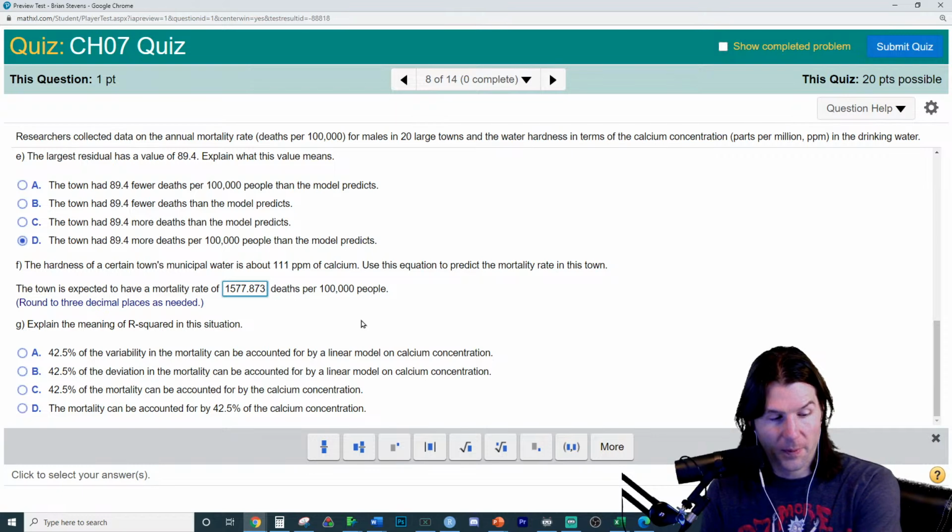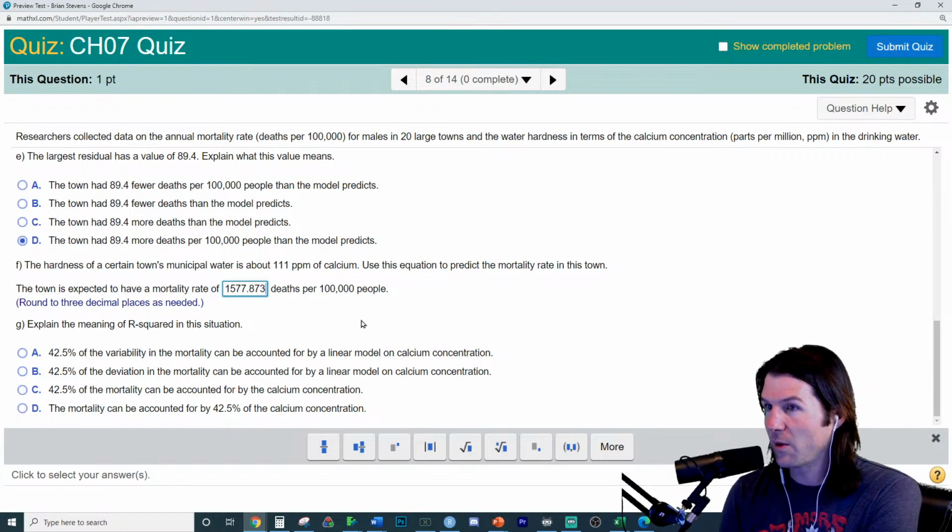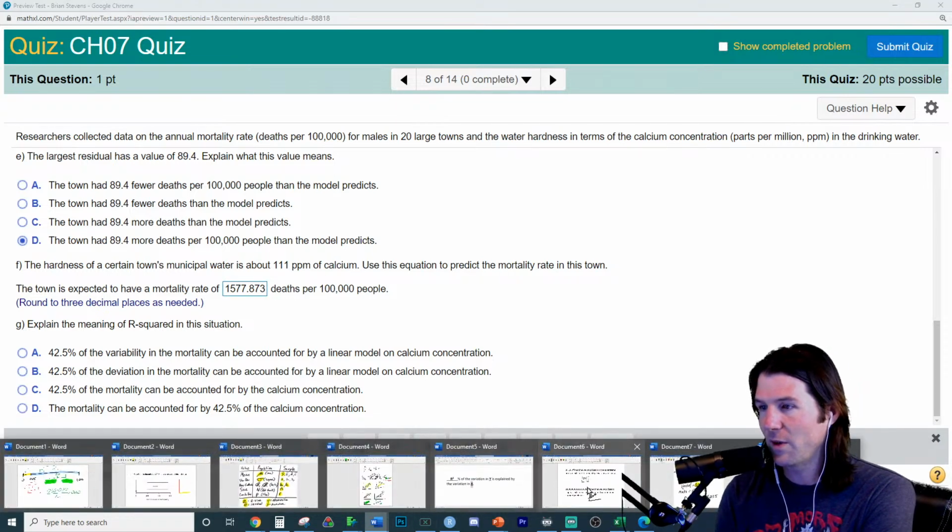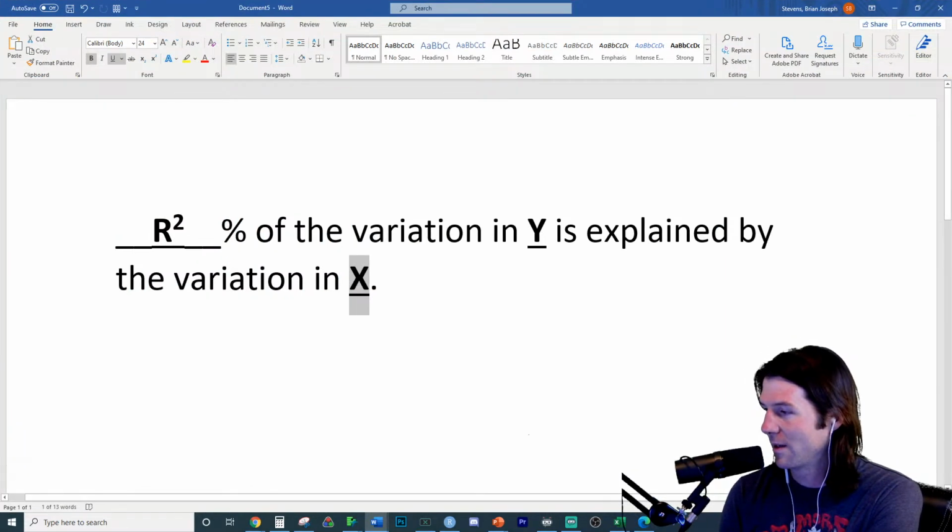And three decimals. Good. Explain the meaning of r squared. Blank percent of the variation in y is explained by the variation in x. We can't forget that we have our r squared interpretation right here.